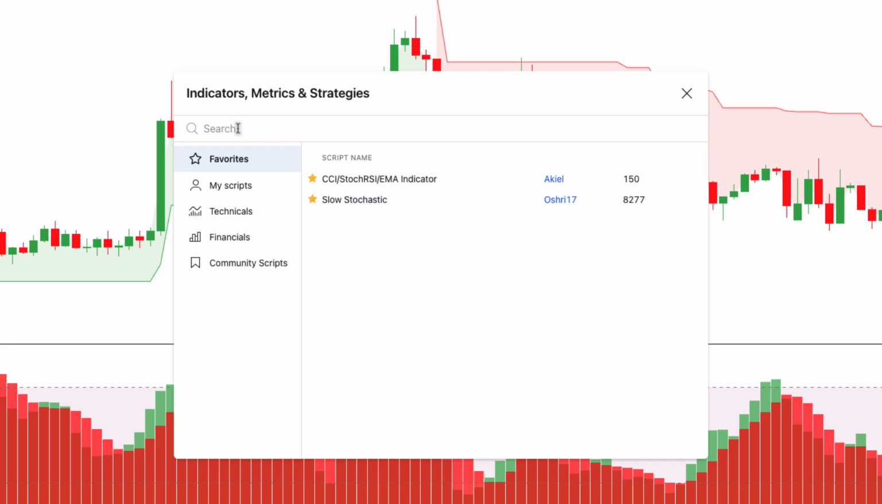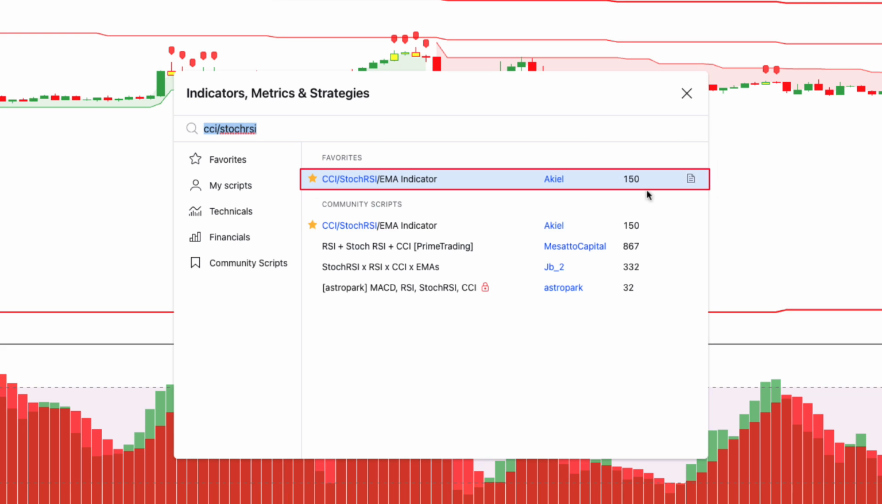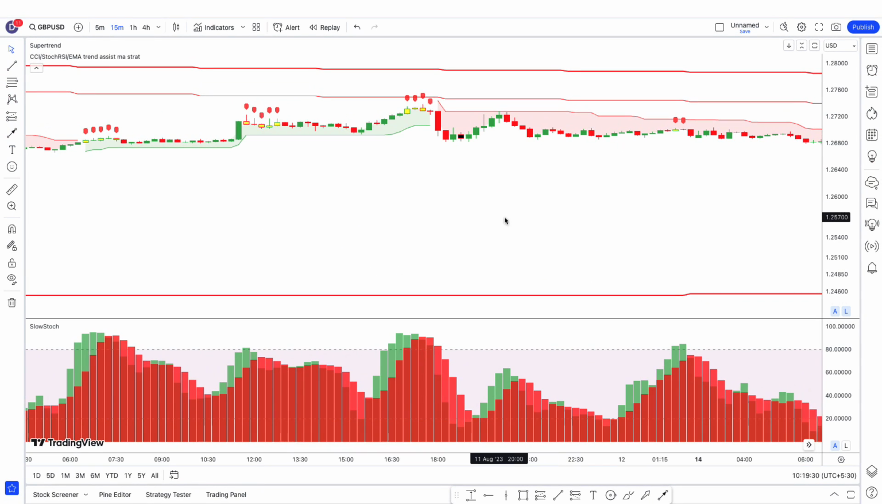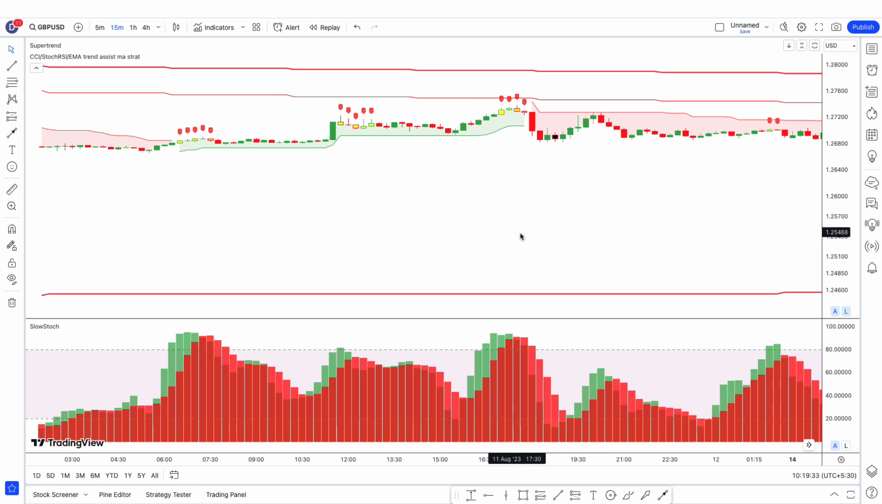In the search field, type the following, CCI Stach-RSI. When the results come out, choose this indicator, which was created by Akil. I am really confused about the evaluation of this indicator. Sometimes we see indicators that are useless, but have thousands of fans. As far as this indicator is concerned, the situation is reversed.